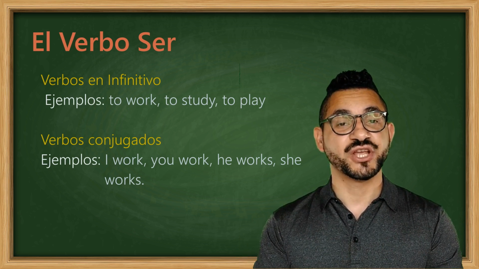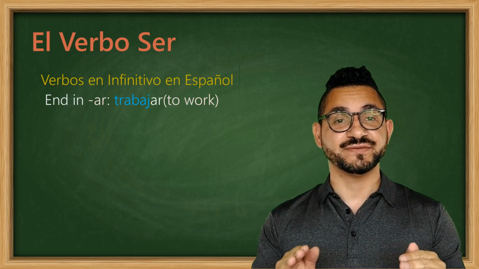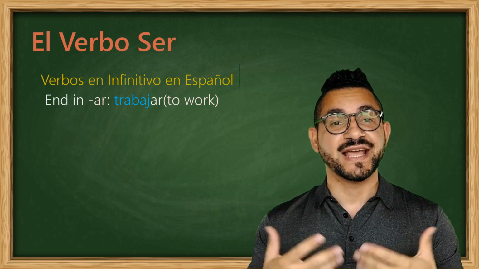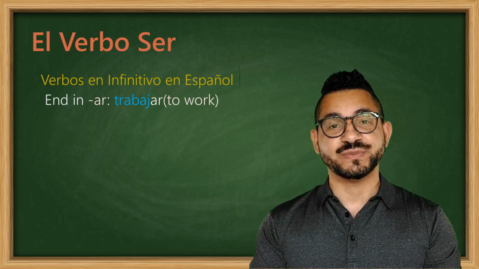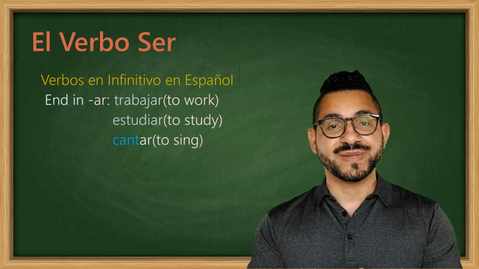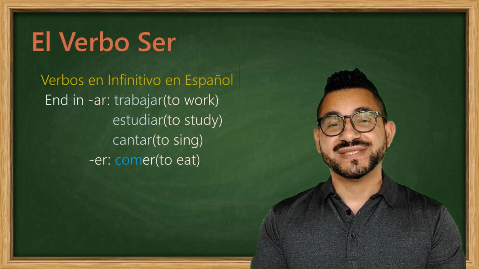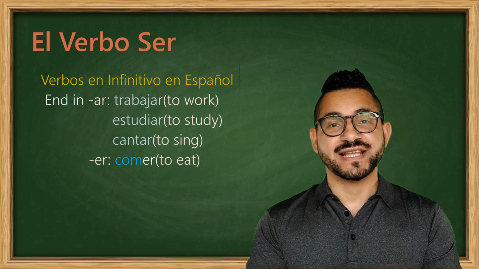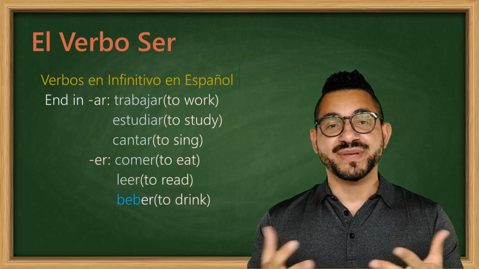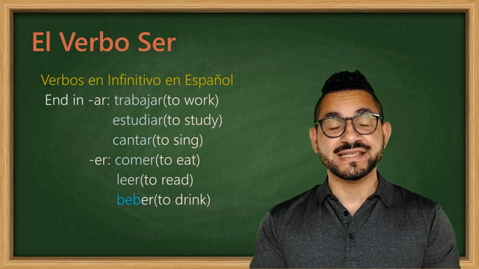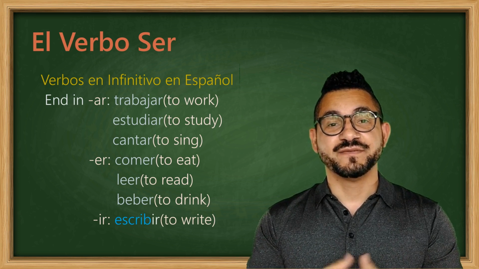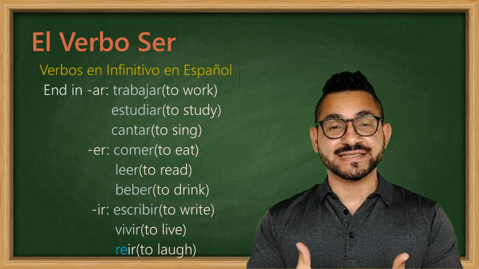In Spanish, all verbs in their infinitive forms fall into three categories. Those that end in ar, for example, the verb trabajar, the verb estudiar, and the verb cantar. Those that end in er, for example, the verbs comer, leer, beber, and those that end in ir, for example, the verbs escribir, vivir, reír.